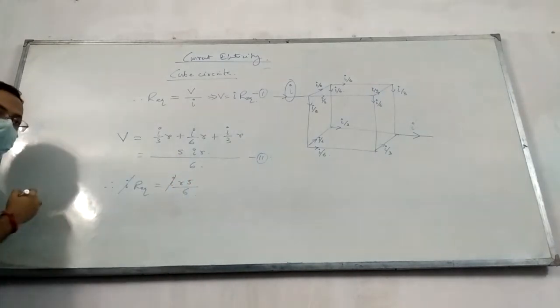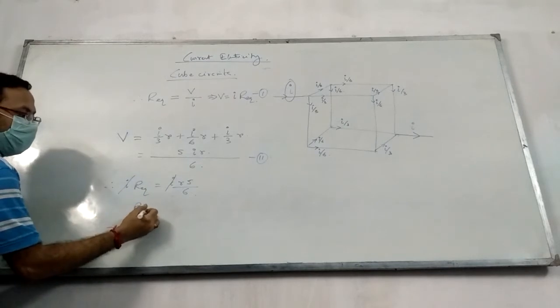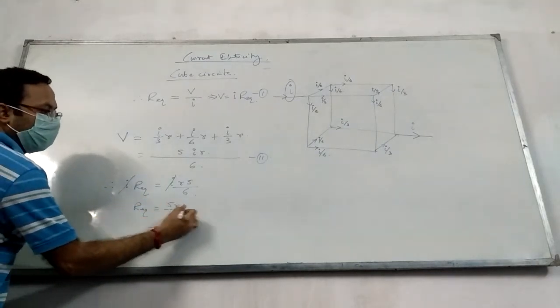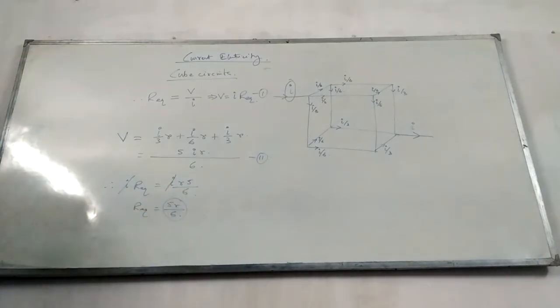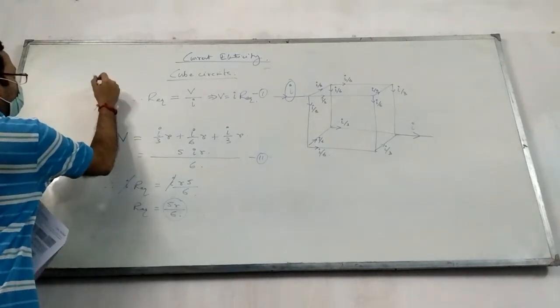I and I cancel from both sides. R equivalent is equal to 5/6 R. Is this clear? So give the heading body diagonal and then do this quickly.